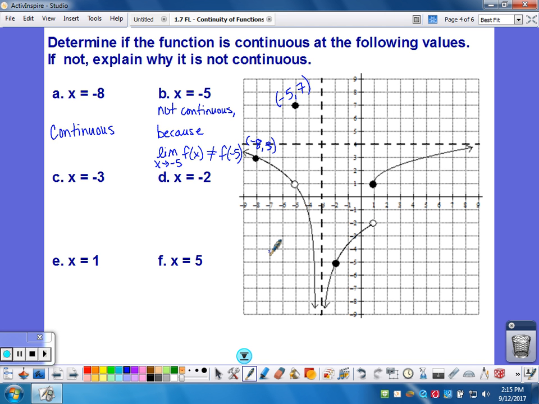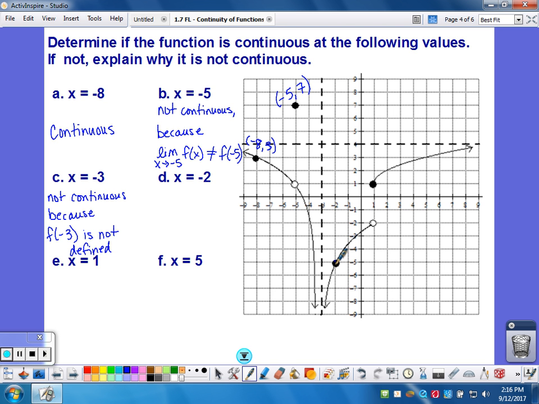Let's look at x equals -3. For x equals -3, my left-hand limit is going to -infinity, my right-hand limit is going to -infinity, but I have a vertical asymptote at x equals -3. So my value of my function, f of -3, is not defined at -3. So this is not continuous because f of -3 is not defined. As soon as one of the three parts of your definition is not met, you can automatically say that the function is not continuous.